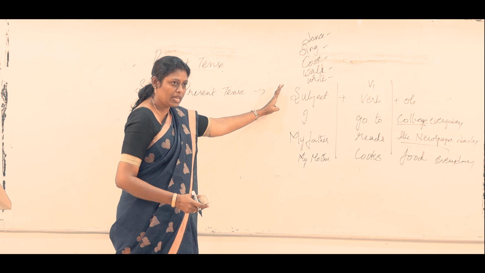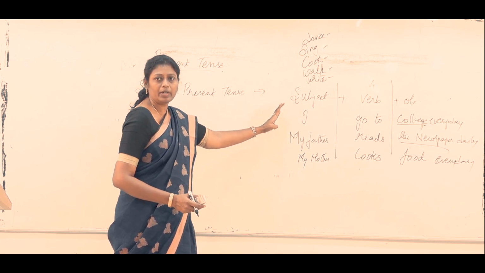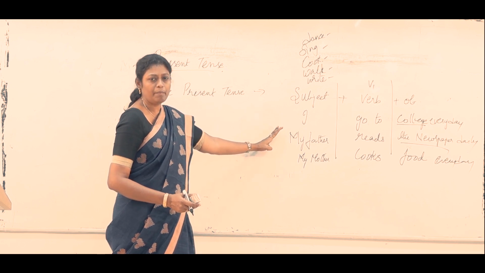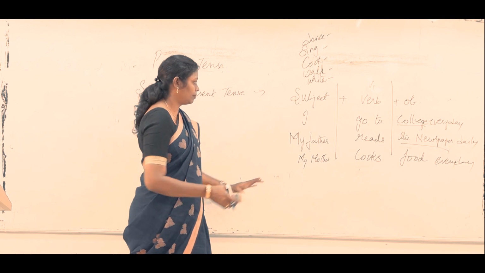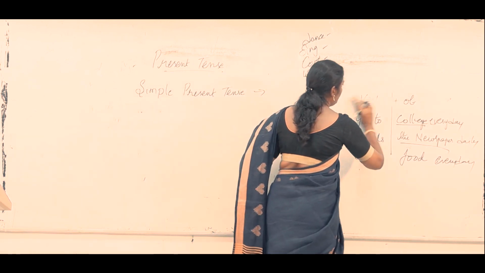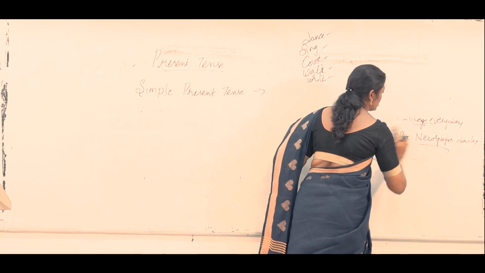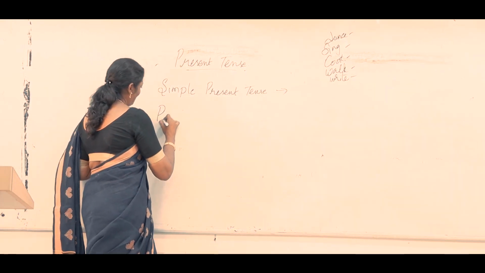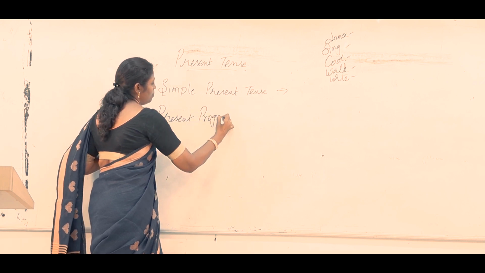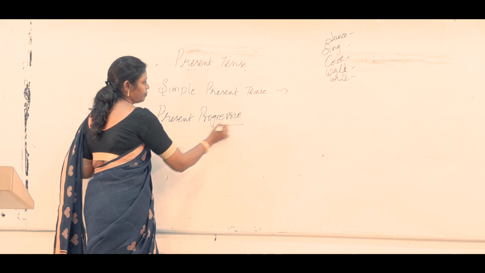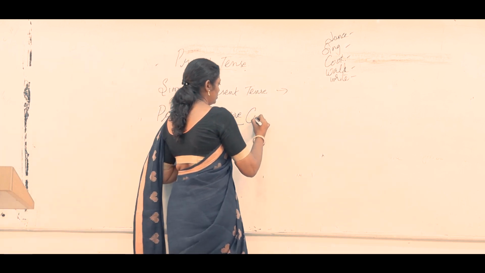So the first thing is simple present tense. Simple present tense is used to talk about habitual actions. Very simple. Here the verb used is V1. I hope this is clear. So next we'll go to present progressive tense. Progressive itself means continuous.